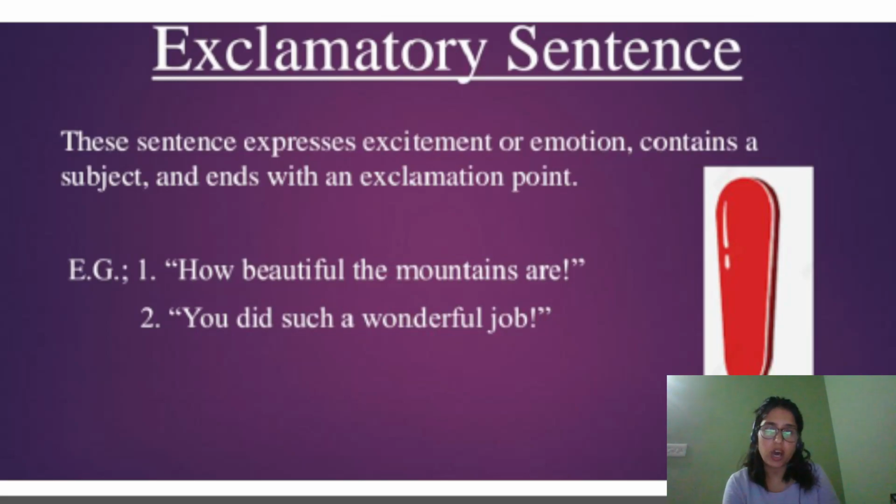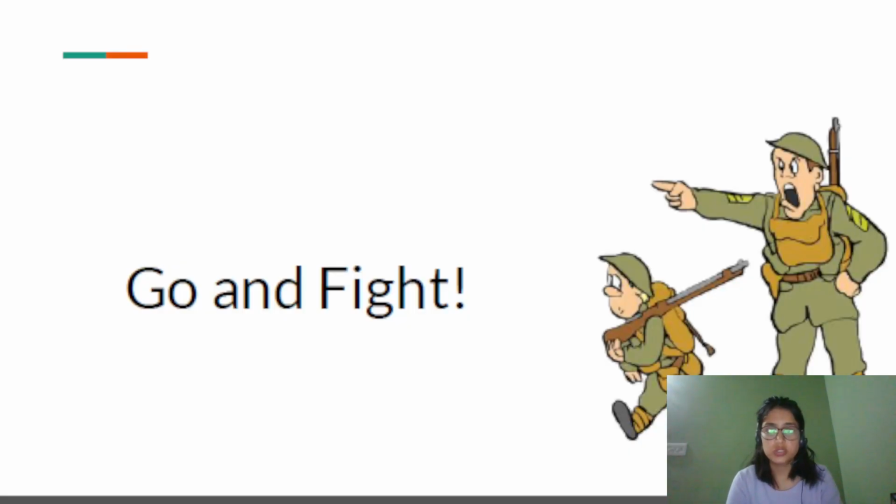The example includes: how beautiful the mountains are. So the person is expressing his feelings about how beautiful the mountains are. There will be a sign of exclamation at the end. Exclamation sign will be there, and also: you did such a wonderful job. So there someone is expressing the feeling that the other person did an amazing job or a wonderful job with what he was doing. So expression of feeling is there. That is why when there is an expression of excitement or emotions, we'll be using an exclamation sign at the end. So that is also a sign that will let us know whether a sentence is an exclamatory sentence or not.